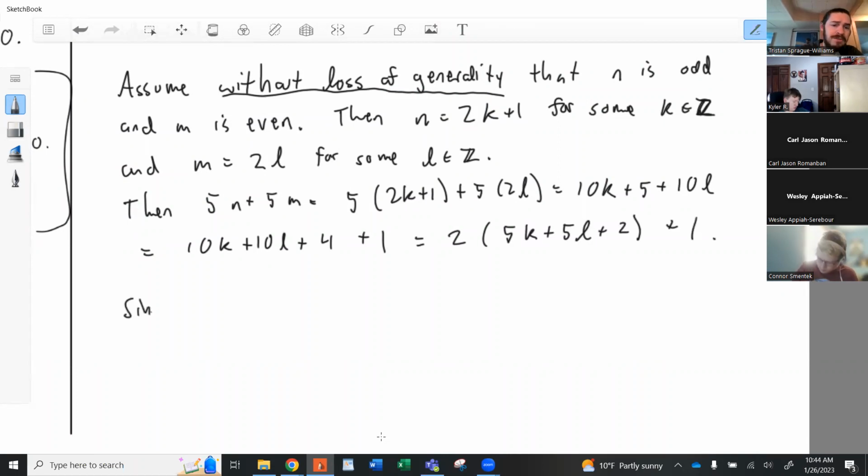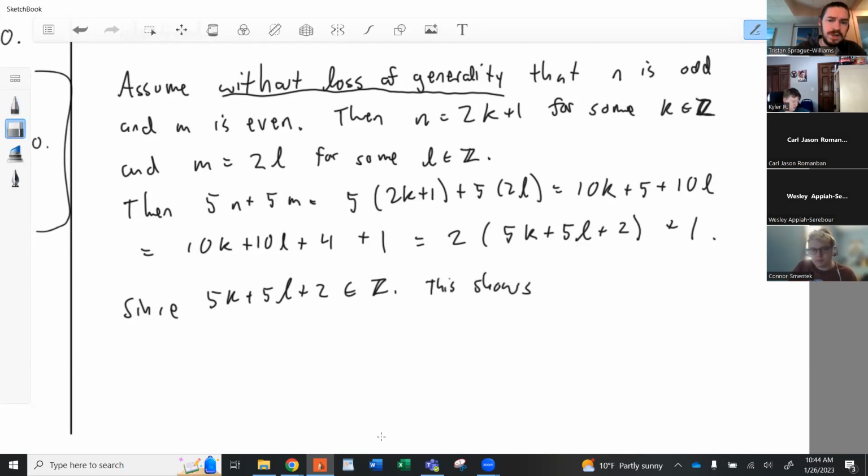And then I can do my wrap up like I usually do here. Since 5k plus 5l plus 2 is an integer, this shows, that should be a comma, not a period, this shows that 5n plus 5m is odd. And we're done.